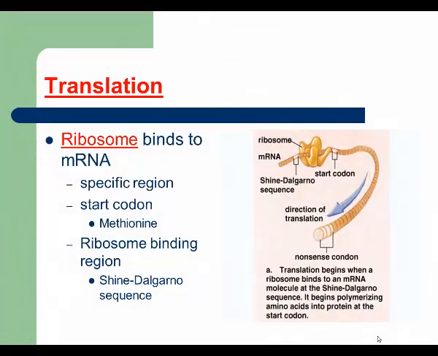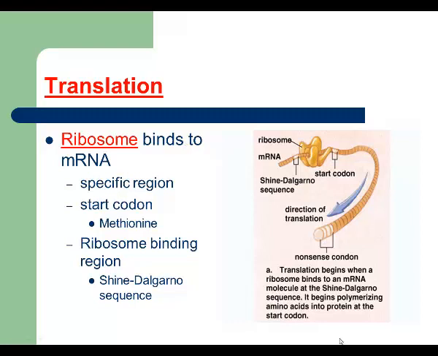Alright, translation. So a protein produced by translation corresponds to a single gene. But most messenger RNA molecules are larger than a gene. Why? Because messenger RNAs have specific regions in their structure that play the role of signals for the ribosome.